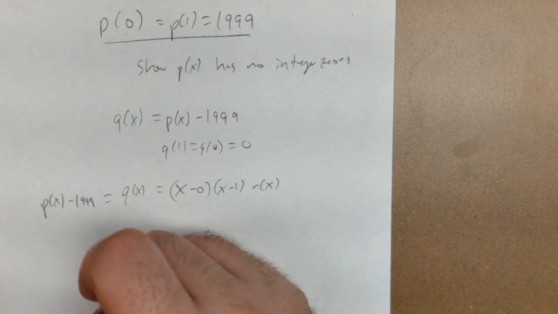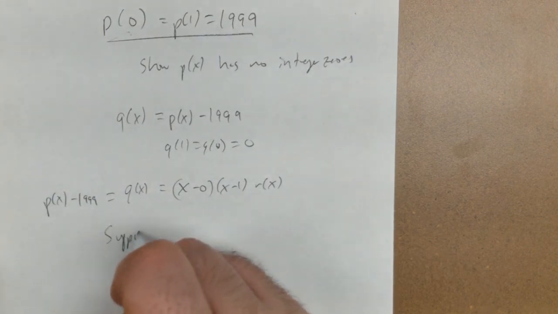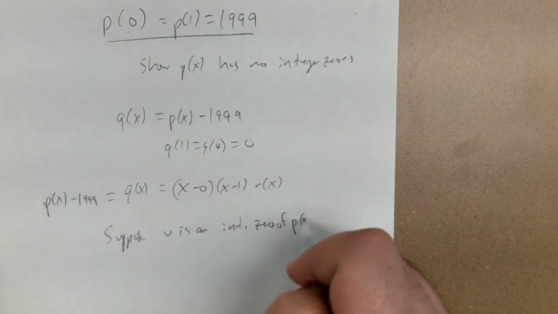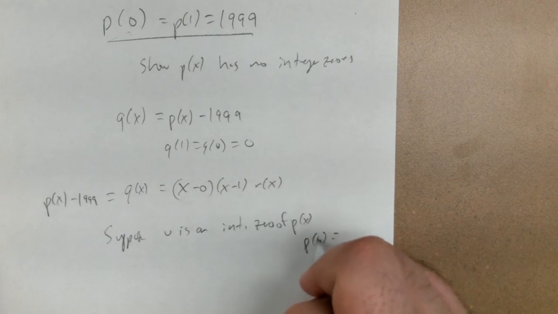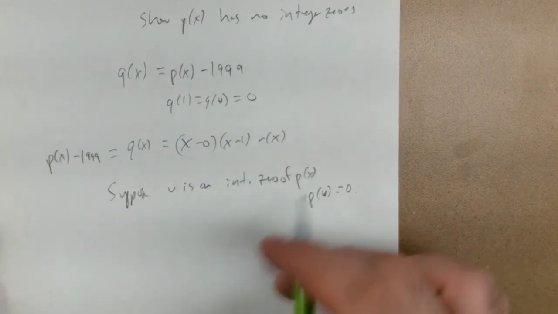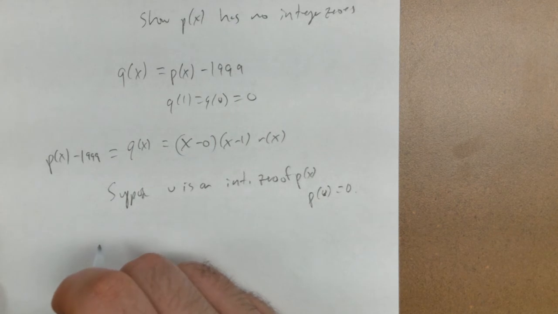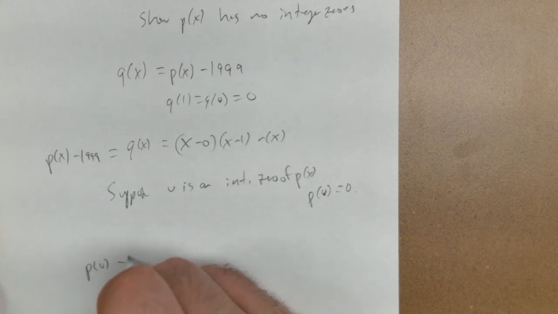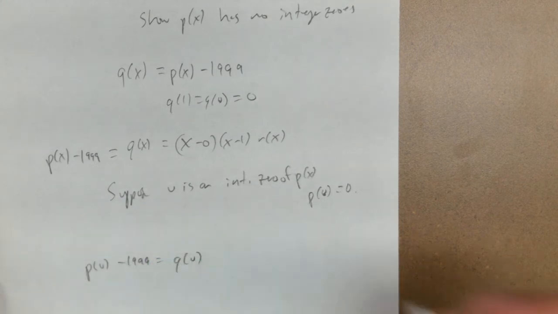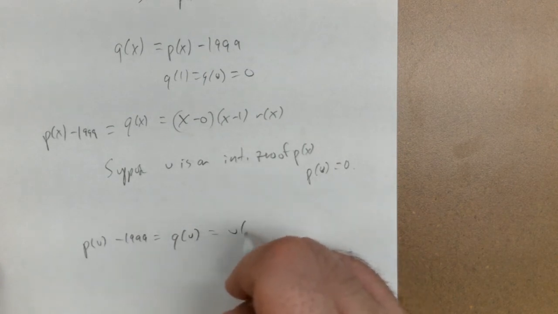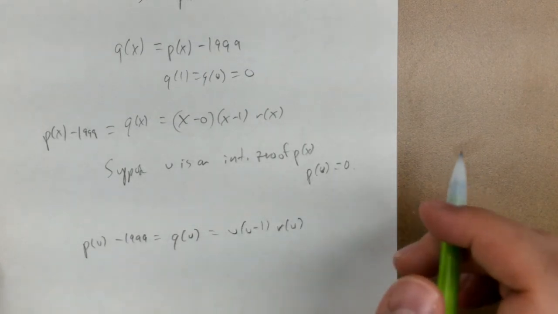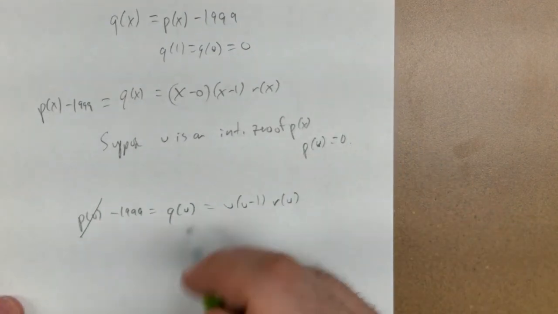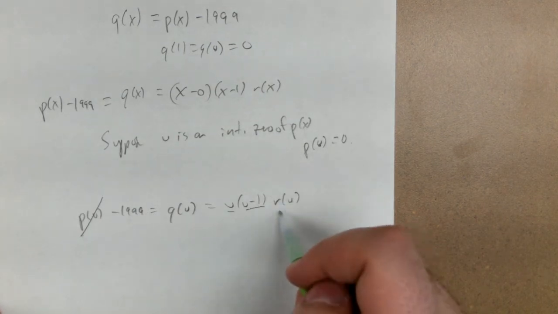Okay, so now we're trying to do a contradiction. So suppose u is an integer zero of p of x. We're going to show that's false, so p of u would be 0. So we need to get some sort of contradiction here. Okay, so when you do that, you get p of u minus 1999 equals q of u equals u times u minus 1 times r of u. And keep in mind p of u is 0. That's what we're doing right now. Okay, so negative 1999 equals u times u minus 1 times this.